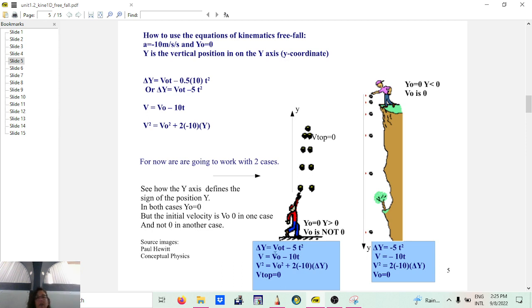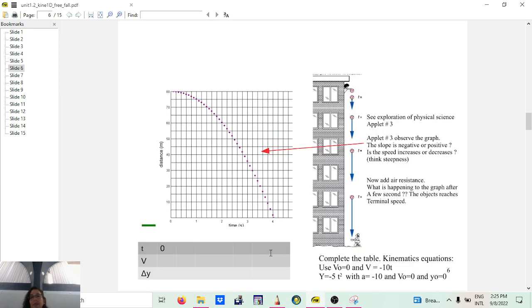Okay, so very good. So you have those equations here, except that, of course, if you want something to go up, you need to give some initial velocity. Does it make sense? Okay, so let's take an example here. You drop something from a tower, you see it's gonna speed up, right?